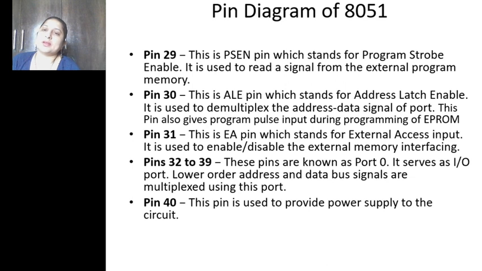When we talk about the pin number 31, it is an external access pin. It is used to enable or disable the external memory when we are interfacing with 8051. Then pin number 32 to 39 we use as port 0 pins, which include input output pins as well as low order address bus and data bus also multiplexed together on these pins. Pin number 40 is used to provide the power supply to the 8051.